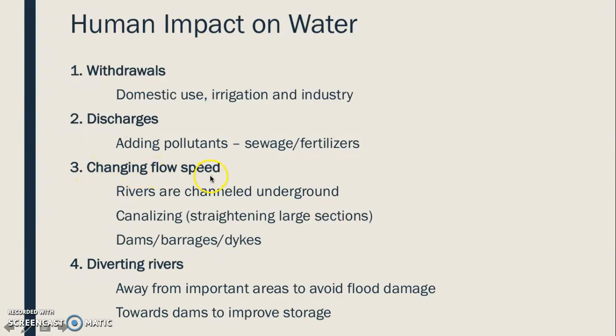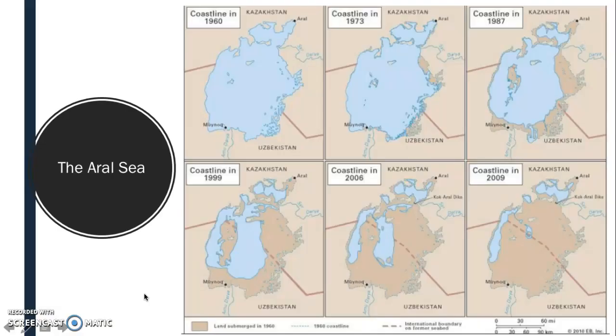The changing flow speed, so we change rivers by canalizing them, so we make them straight so that they don't interfere with construction. So instead of having it wind like a snake, we want it to go straight. We build dams, barges, dikes, just to control the flow, to make sure it's not flooding certain zones, perhaps. And then we even sometimes take rivers and put them underground. So we might put a big cement tube underground just to capture that water so we don't have to deal with it at the surface. Then we divert rivers, so we try to put them into storages like reservoirs, and we might move them away from a city so that the area doesn't flood as well.